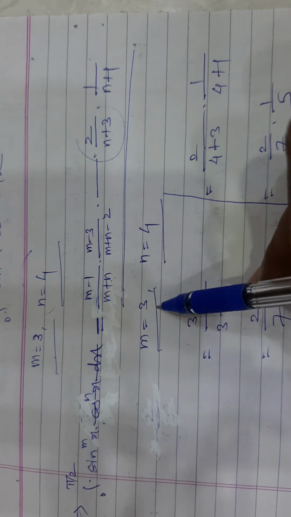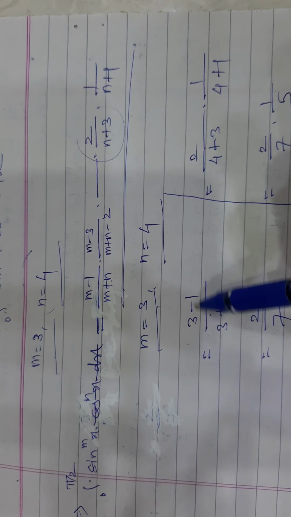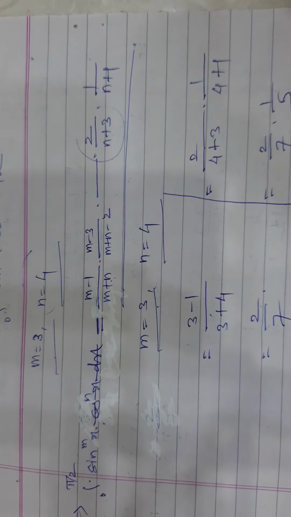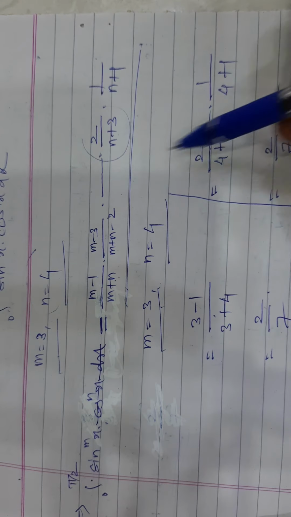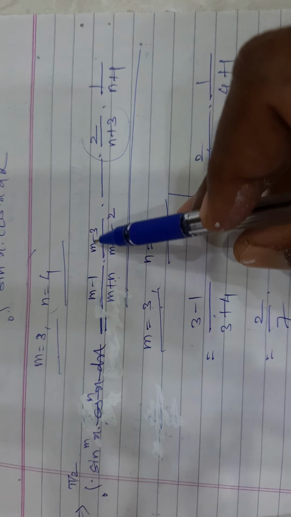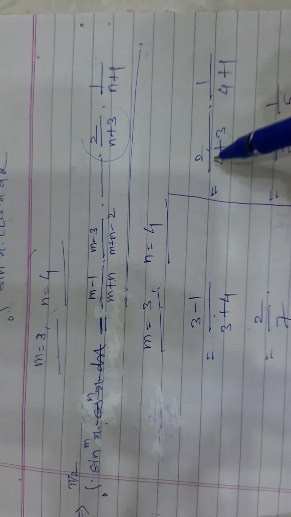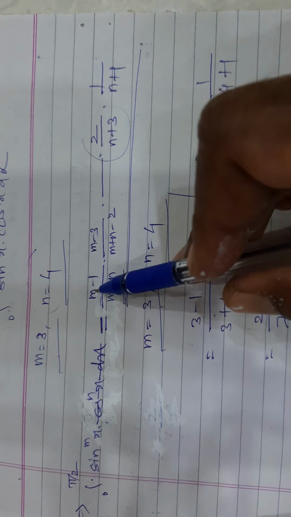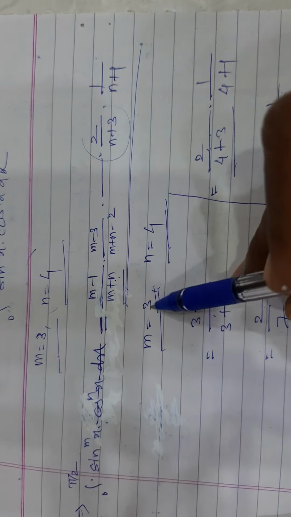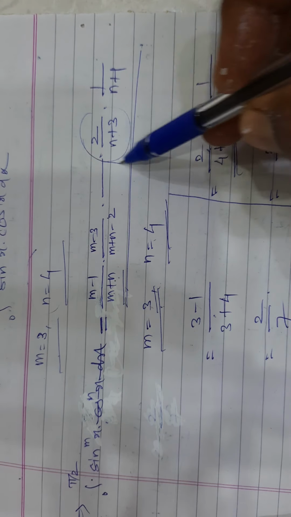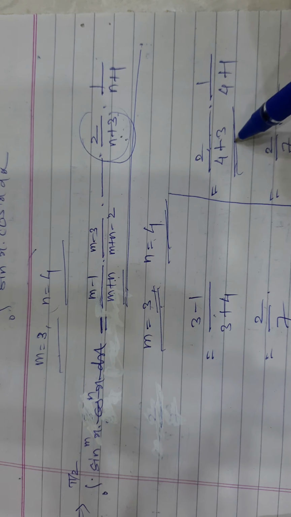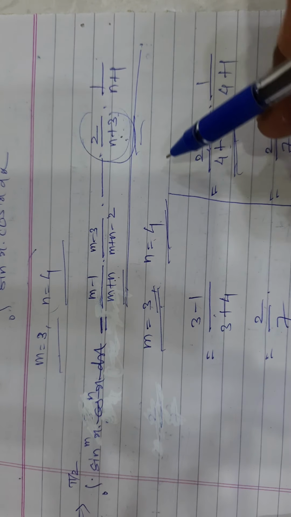m is 3. 3 minus 1 is 2, and here is the 2. Okay, m minus 1: m is 3, 3 minus 1 is 2, and 3 minus 3 becomes 0, so we stop here at one term. m is 3 and n is 4, 3 plus 4 is 7. That is 2 upon 7. Then 2 upon n plus 3: n is 4, 4 plus 3 is 7. 2 upon 7. This is the term.